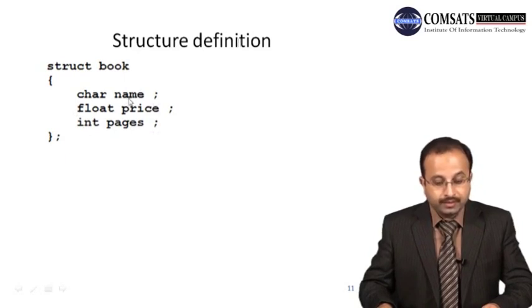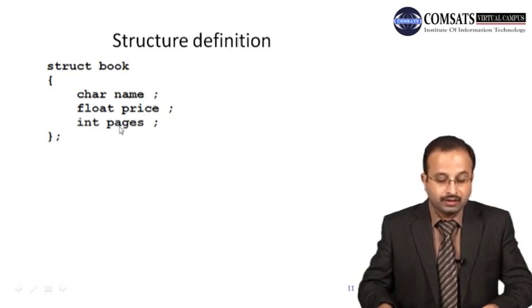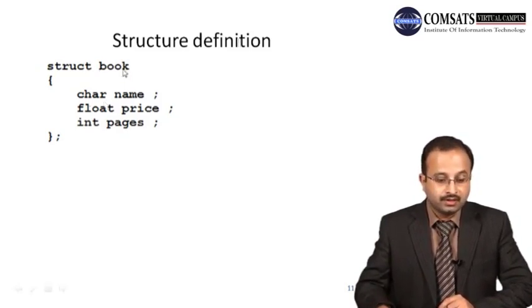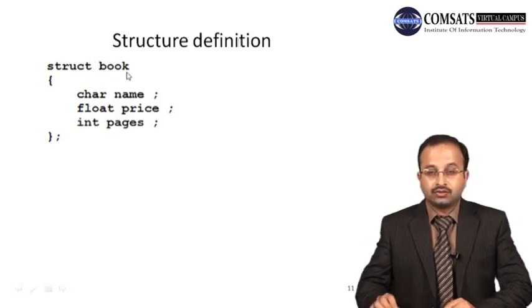आपने name character का एक element बनाया, then you have a second element price whose type is float, and third element is pages whose type is int. So 3 elements बनाए हैं. The 3 are 3 different types, and the name of the structure is struct book, right? So struct is the keyword. Name, here the name is your choice.